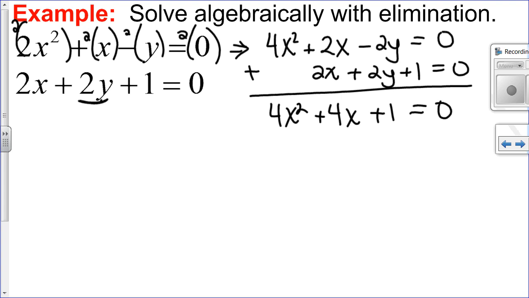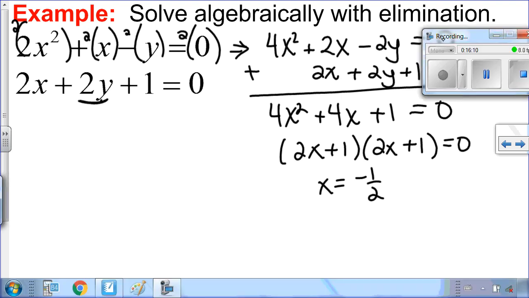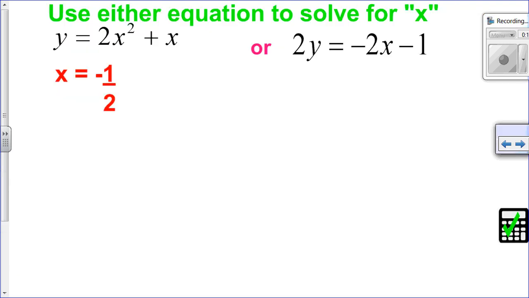Looking at this, I want to go ahead and factor. I see that this is a perfect square trinomial, and I get that x is equal to negative a half. So I know that that solution is the same for both. You can see we solved this one way with substitution and another way with elimination, but we still got the same value. To finish this up, we just need to substitute back in for y in either equation. So I have y equals 2 times negative a half squared plus x.